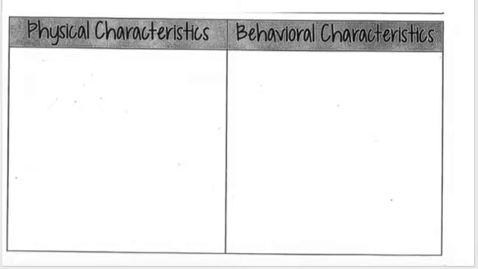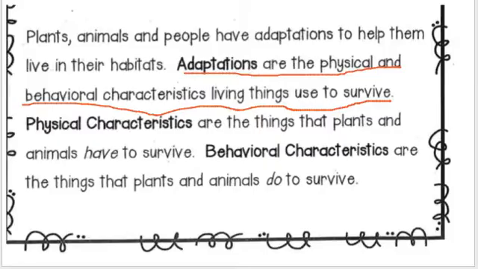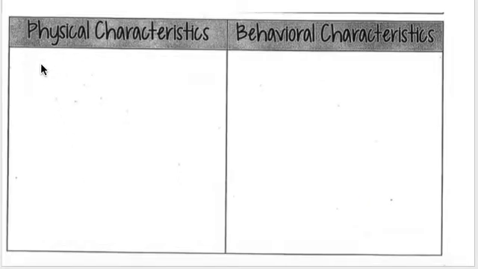Then the last thing we have today is physical characteristics and behavioral characteristics. So let's read back over that. Physical characteristics are the things that plants and animals have to survive. So maybe they have a beak to be able to get into small holes and get out worms. Maybe they have gills to breathe underwater.